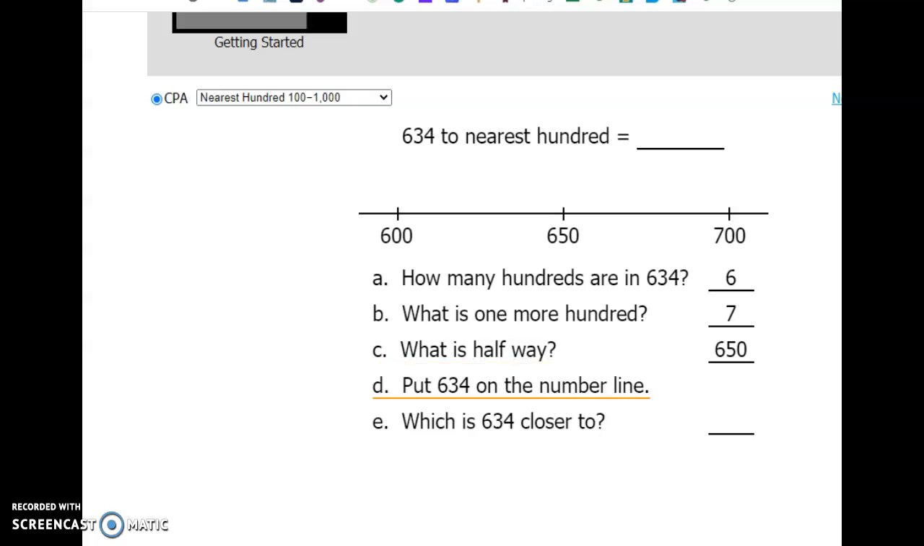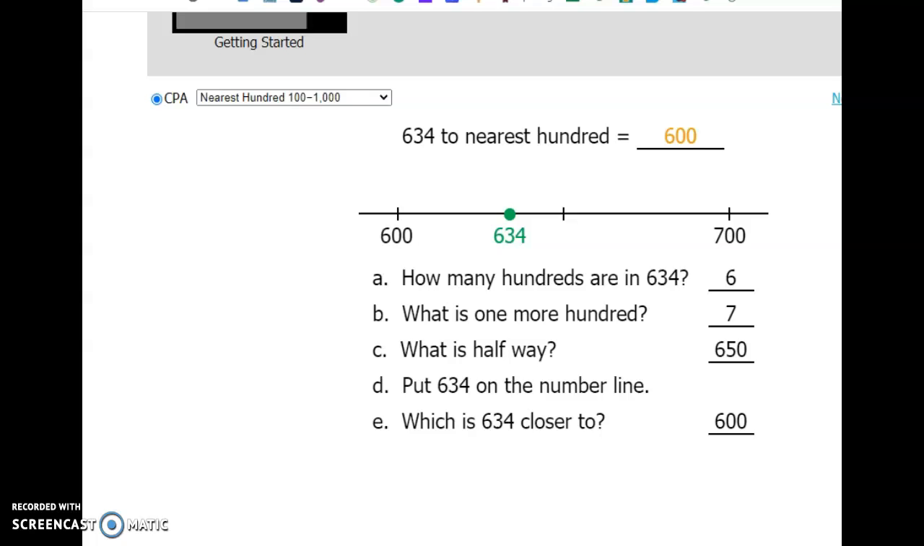So now let's put 634 on the number line. Where would that fall? Here you see 634 on the number line. Is 634 closer to 600 or is it closer to 700? It's not quite halfway, so we're going to round to 600. So 634 rounds to 600.